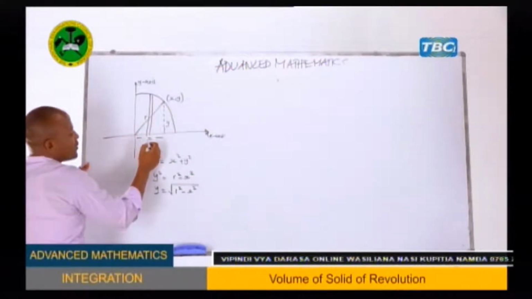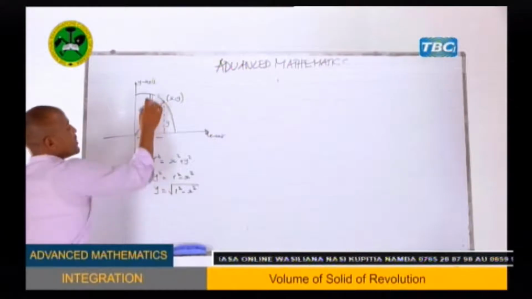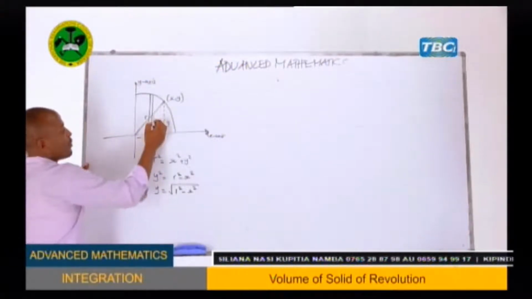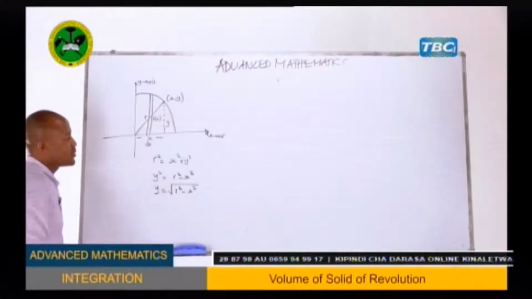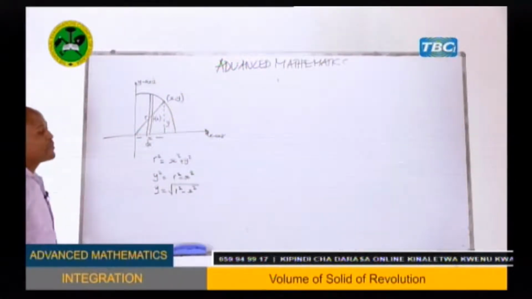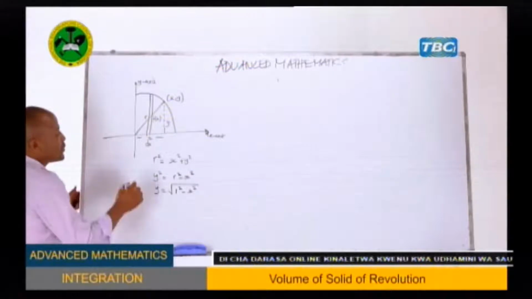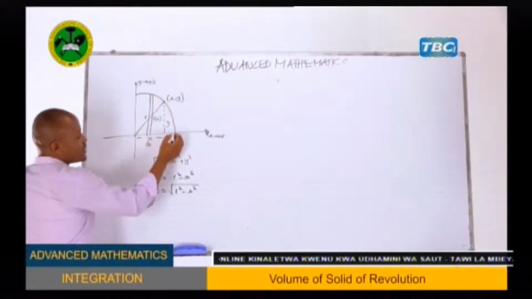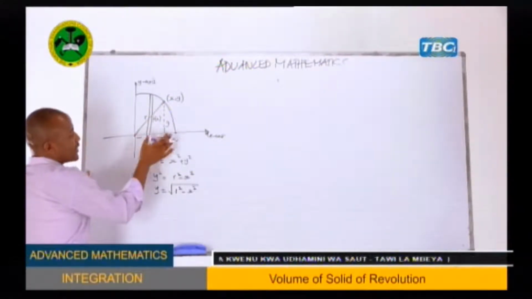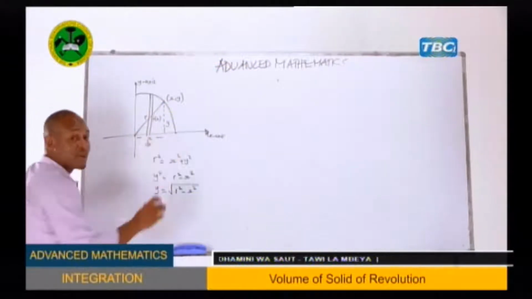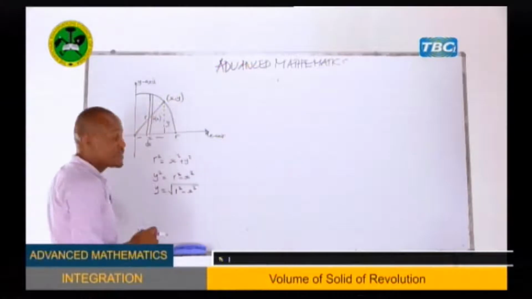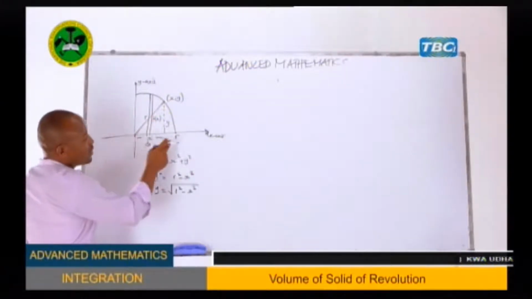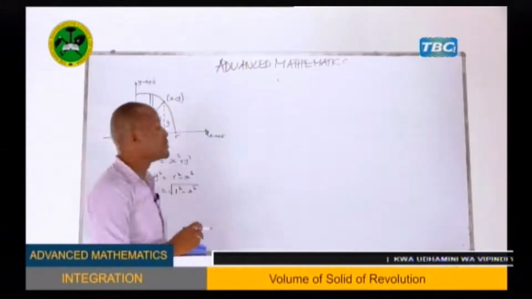That will be a small change in x, and that will be f of x. So we'll evaluate at that point. And what will be our limit? Our limit will be, as we know, the distance from that point to that point is equal to x. But this is a radius because it is a circle, so that means our limits will be from 0 to r.